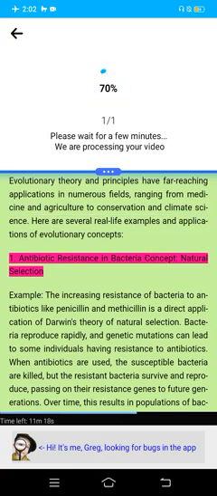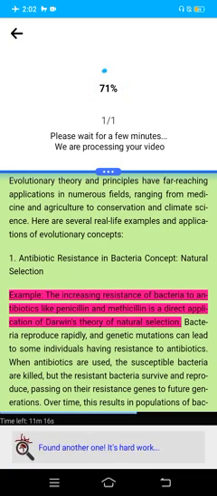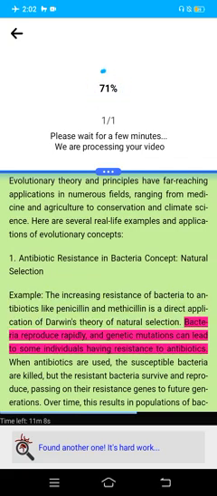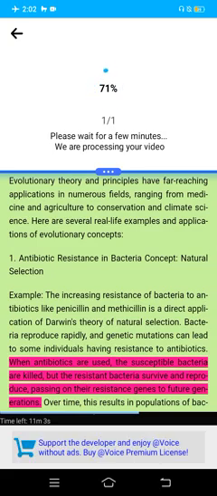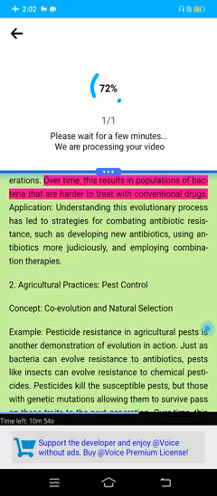1. Antibiotic resistance in bacteria. Concept: natural selection. Example: the increasing resistance of bacteria to antibiotics like penicillin and methicillin is a direct application of Darwin's theory of natural selection. Bacteria reproduce rapidly, and genetic mutations can lead to some individuals having resistance to antibiotics. When antibiotics are used, the susceptible bacteria are killed, but the resistant bacteria survive and reproduce, passing on the resistance genes to future generations. Over time, this results in populations of bacteria that are harder to treat with conventional drugs.